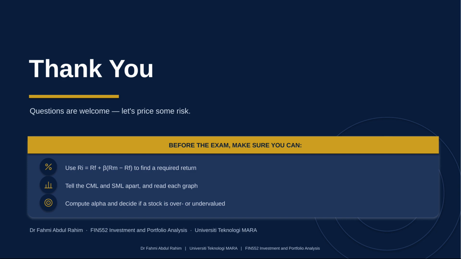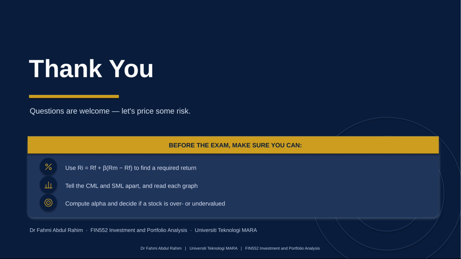Before you sit the exam, make sure you can do three things listed in the box. First, use the CAPM formula: required return equals the risk-free rate plus beta times the market premium, to find any security's required return. Second, tell the capital market line and the security market line apart, remembering that the CML uses sigma for portfolios and the SML uses beta for every security, and be able to read each graph.